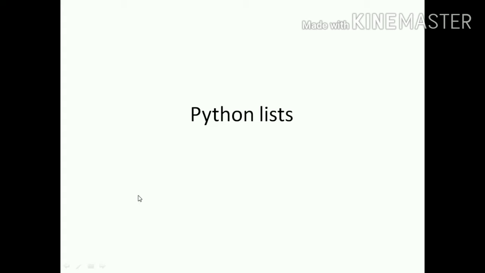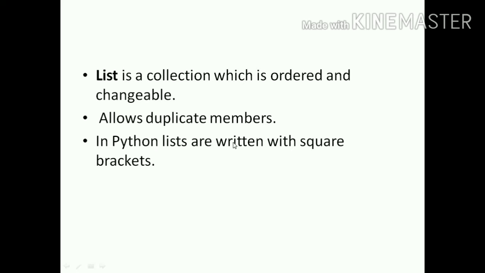In this video, we are going to study Python list. So list is basically a collection data type. In collection data type, there is a variable and the variable stores multiple values. The values can be of the same data type or of different data types. And list is ordered and the values are changeable.